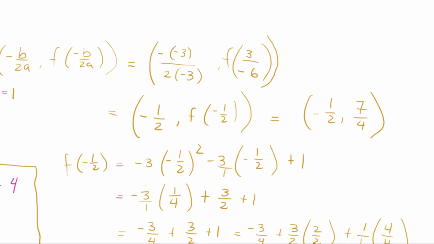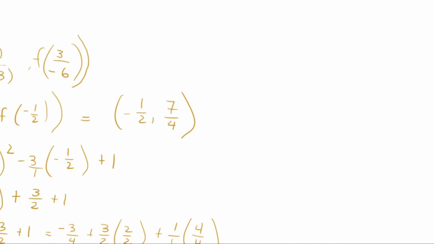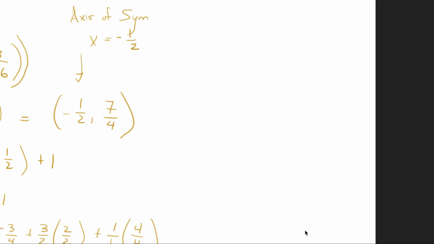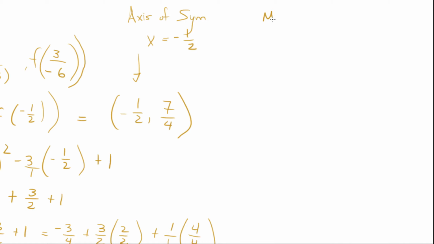Now we find the axis of symmetry. Again, similar to the previous problem, the axis of symmetry is your x-coordinate for the vertex. So the axis of symmetry is x equals -1/2. Now, what determines if it's a maximum or minimum? It's your value of a. We know that a is -3. Therefore, we have a maximum. So the maximum value is your y-coordinate, so 7/4.